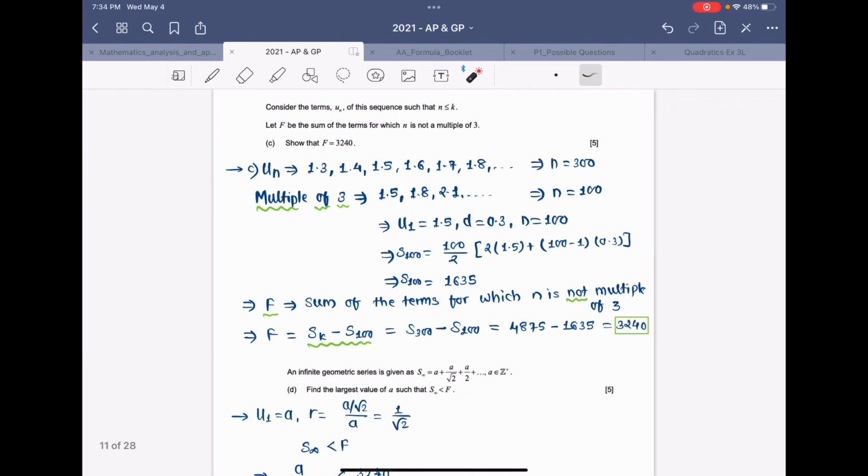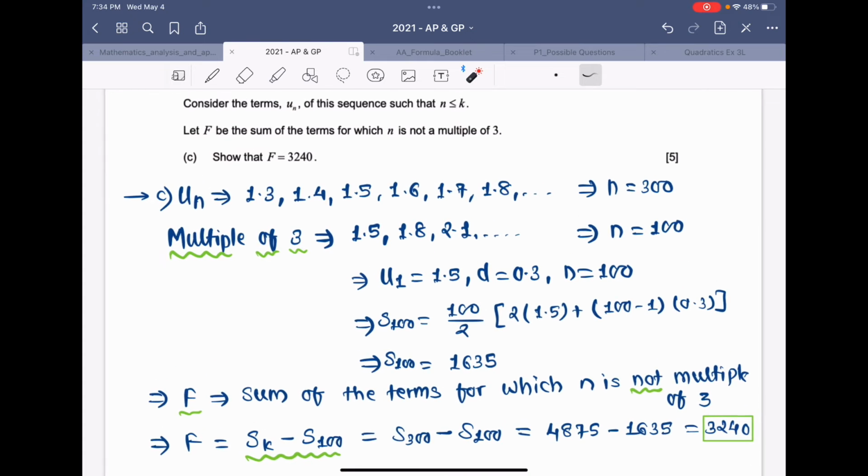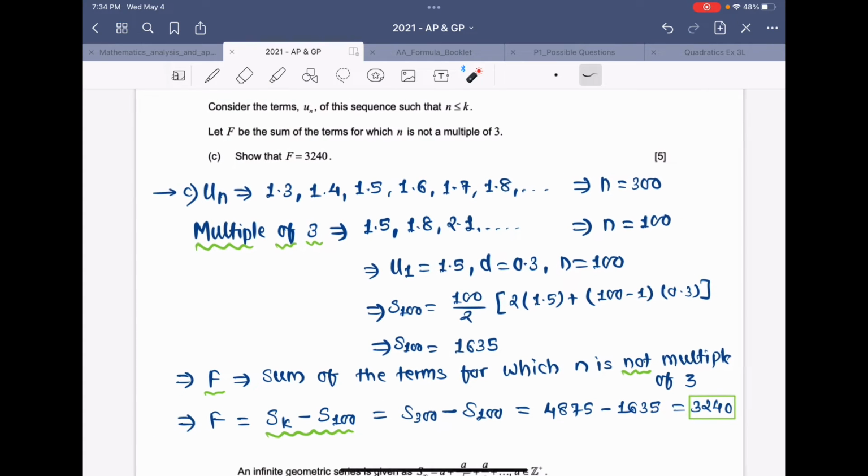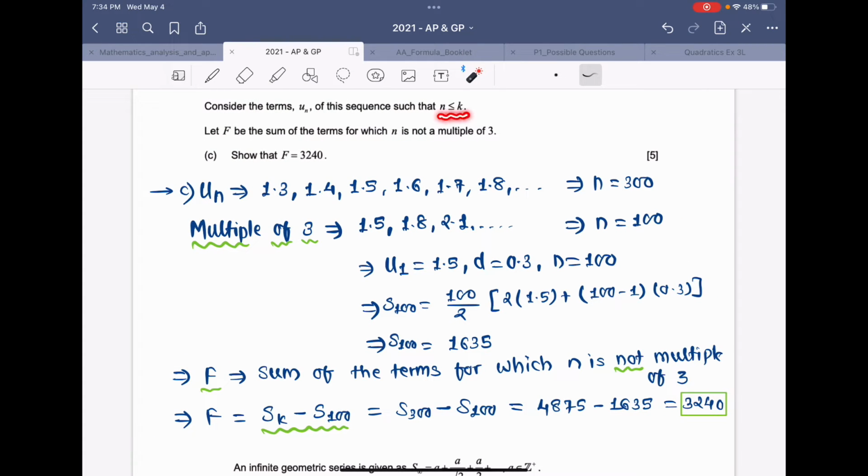C part. Consider the terms UN of this sequence such that n is less than or equal to k. Let f be the sum of the terms for which n is not a multiple of 3. Understand, they are asking not a multiple of 3. Show that f is equal to 3240.